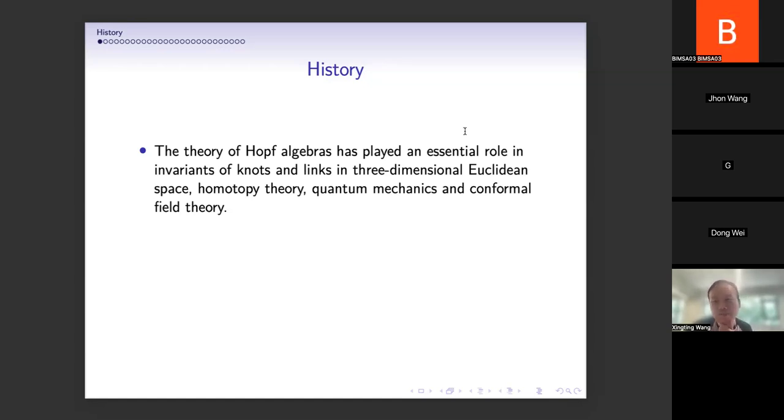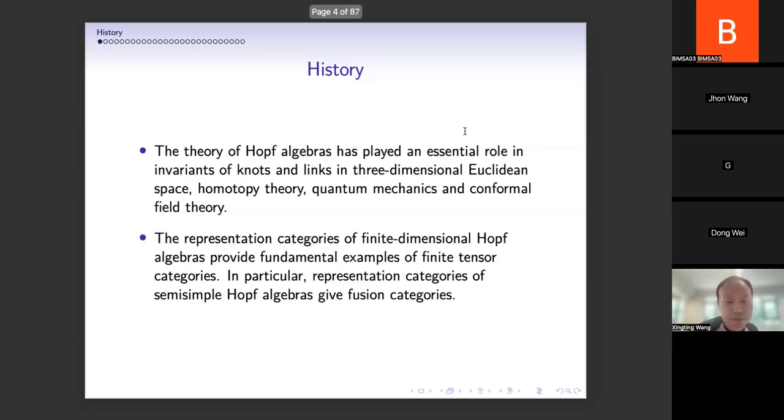Hopf algebra was defined about a century ago, mainly on the topology side and the algebraic geometry side. But around the 1980s, when Drinfeld introduced his famous Drinfeld doubles, there was a deluge of applications of Hopf algebras in all sorts of mathematics and theoretical physics, especially using Hopf algebras to find invariants of knots and links in three-dimensional space, and also in other areas like quantum mechanics and topological quantum field theory, TQFT. So Hopf algebra is like the main machinery to run these programs.